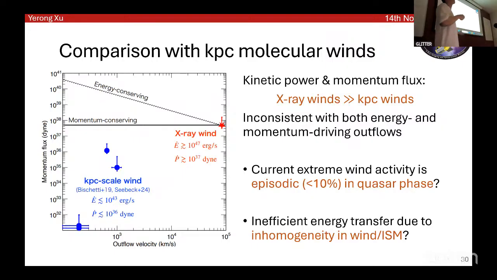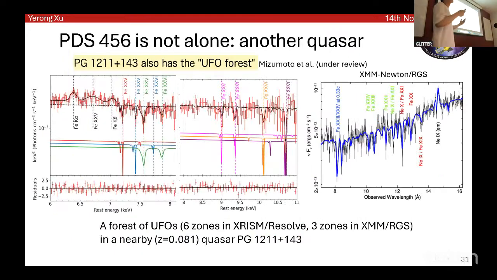That's all the results I would like to present about PDS 456 today, but this is not the end of the story, because I would like to take this opportunity to show you more fantastic results from XRISM related to UFOs. So I will spend several minutes to give a brief introduction to the other XRISM observations related to UFOs. So a natural question following PDS 456 is: is PDS 456 unique to host a UFO forest?